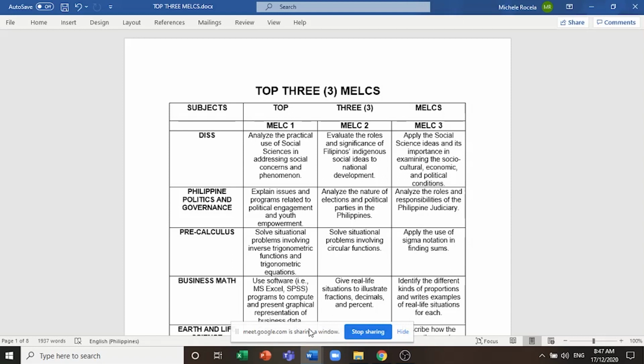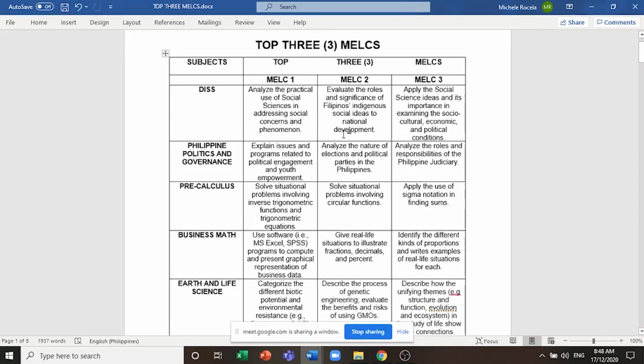So for now, you're seeing the top three MELCs for the subjects. Actually, in our group, we are 8, and 2 are handling DISS subject. One handles Philippine Politics and Governance. Another teacher handles pre-calculus. One handles business math. Another is earth and life sciences, and the last 2 handle general math. So for the DISS, we've identified the 3 MELCs.